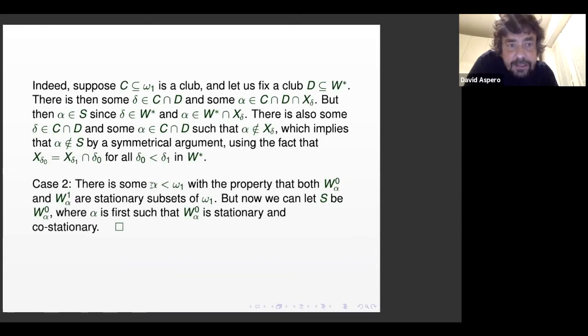And then to show that this club D also has non-empty intersection with something in the complement, you use a symmetrical argument. The second case is the case in which there's some alpha with the property that both W0 alpha and W1 alpha are stationary. But then you take S to be just W0 alpha, where alpha is the first such that this set is stationary and co-stationary. And that's it. So that's all definable.